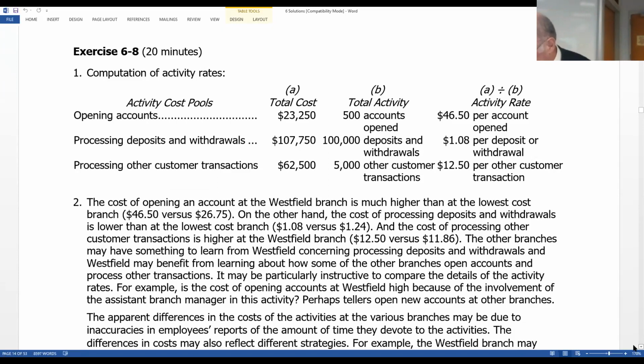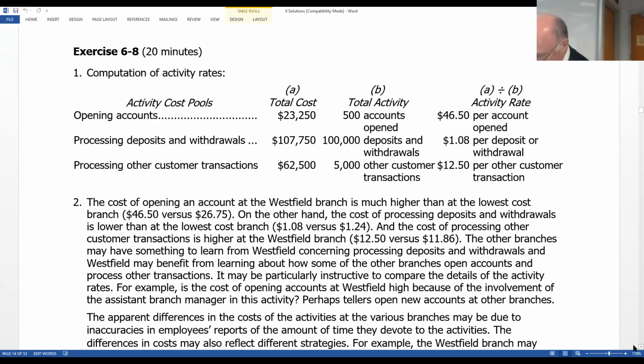Processing deposits and withdrawals. They had 100,000 deposits and withdrawals processed, and processing other customer transactions, 5,000 of those. The lowest costs reported by other branches for these activities are displayed below. So here we get to the benchmarking thing. You calculate what your costs are, and then you compare it to the other branches. So for opening accounts, $46.50 is what it costs your branch. For processing deposits and withdrawals, $1.08. Processing other customer transactions, $12.50.